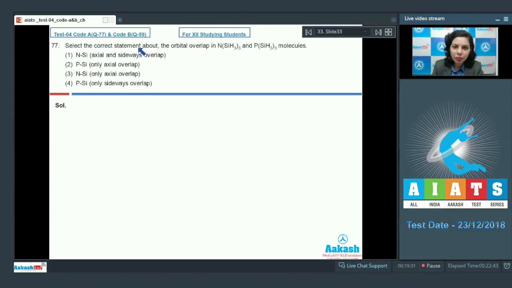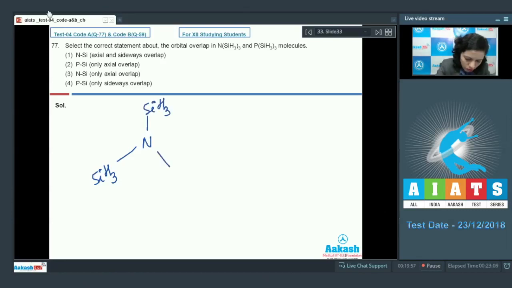Question number 77. Select the correct statement about the orbital overlap in N(SiH3)3 and P(SiH3)3 molecules. We have two different molecules and we have to choose a correct statement about them. First we have N(SiH3)3. I'm just drawing its structure. This is N(SiH3)3. Then phosphorus also has a similar type of bonding.